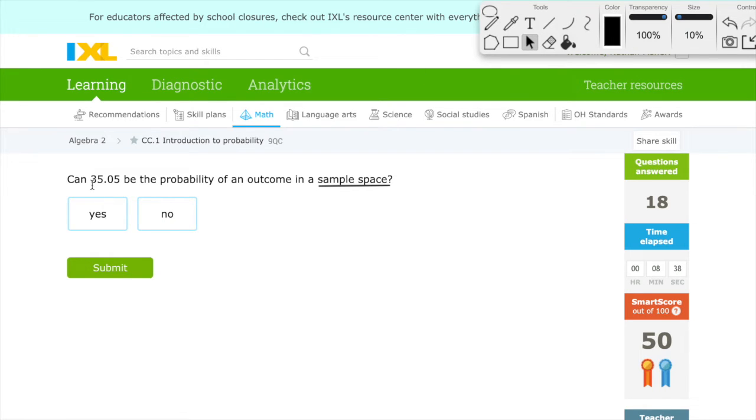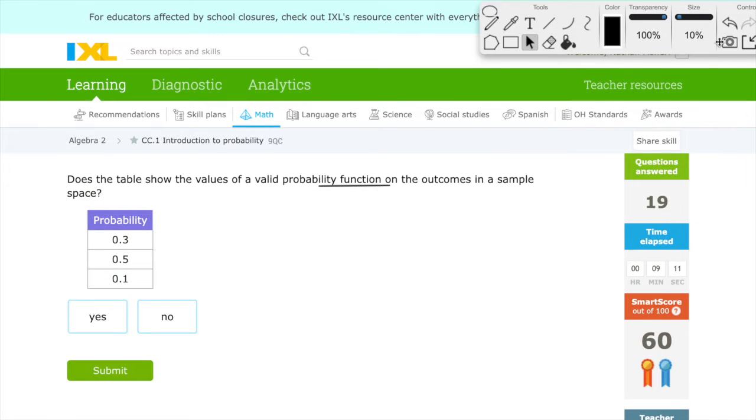Okay, so I'm glad that we hit these back to back. 35.05, well 35 in general is above 1, so that again would throw it out. Think about that 0 to 1 being like 0% to 100%. It has to be between there as a probability. This would be like 3,500% or something like that, and then a little bit more. So this would be no.